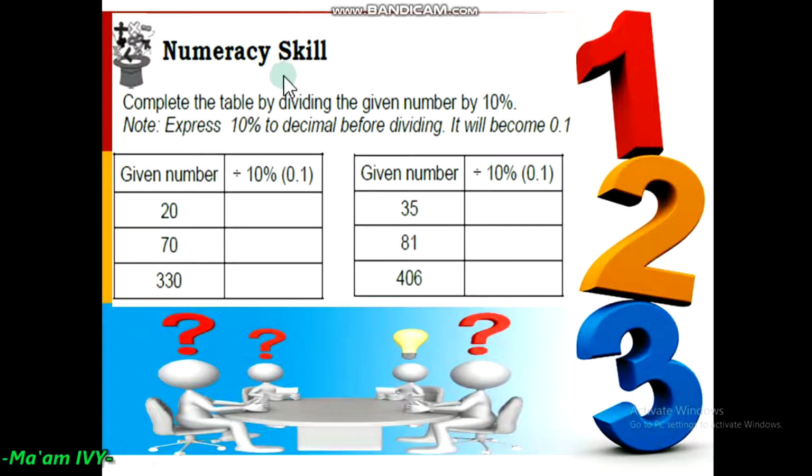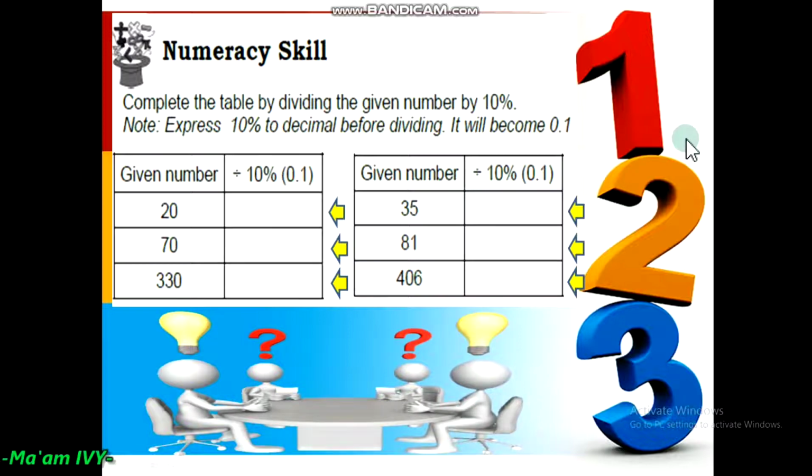For your numeracy skill, complete the table by dividing the given number by 10%. Take note, kids: express 10% as a decimal before dividing. So it will become 0.1. Kids, you are going to divide the given numbers by 10% or 0.1 and then write your answers inside the boxes. Solve carefully, kids, for you to find the correct answer.